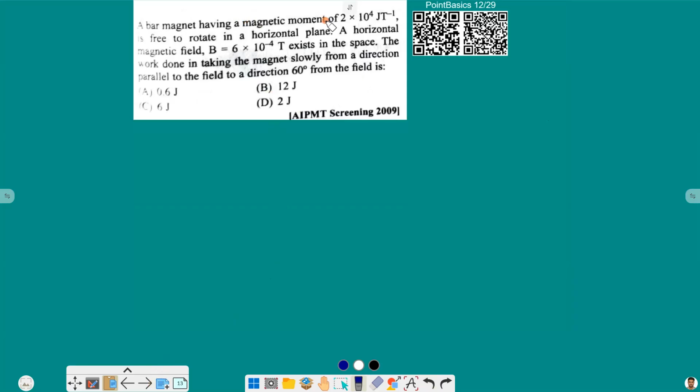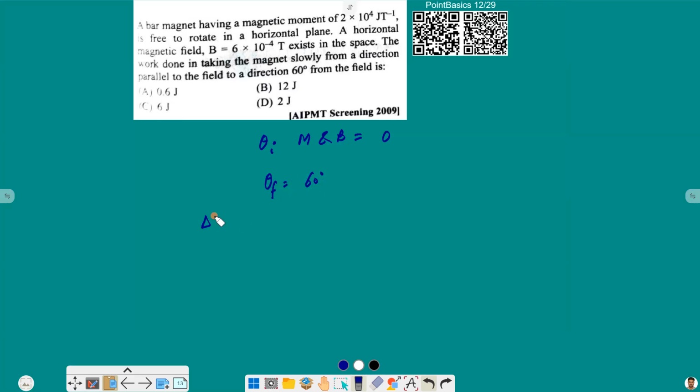A bar magnet having magnetic moment M is free to rotate in a horizontal plane. A horizontal magnetic field B exists in the space. What is the work done in taking the magnet slowly from direction parallel to the field to 60 degrees with the field? So initially the magnet is parallel to the field, meaning the angle between M and B initially is 0 degree, that is the initial angle, and the final angle is 60 degrees.